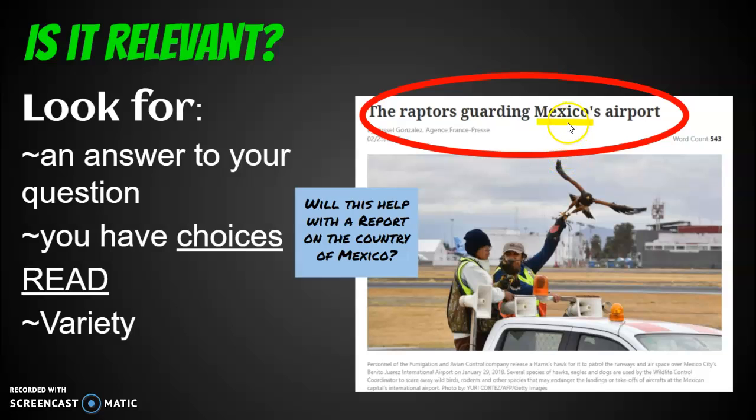Yeah, it's talking about Mexico. It looks like a picture of an airport somewhere in Mexico. But if you're doing the history of Mexico or something about the culture of the people, I'm not sure this is the best place to start. Maybe later on, after you have more information, this would be something that you would find interesting, but you don't want to spend too much time delving into this information if you need to get other questions answered first. You want to know relevance.